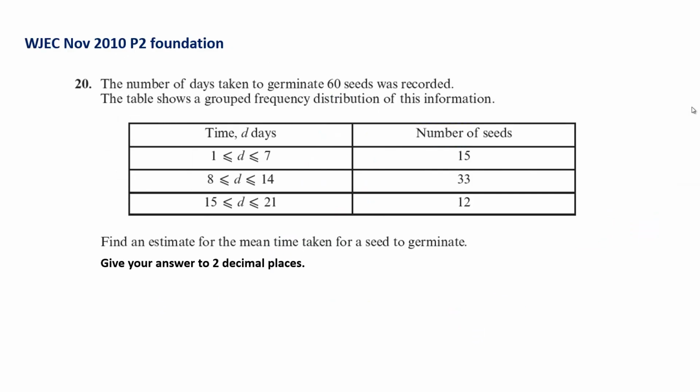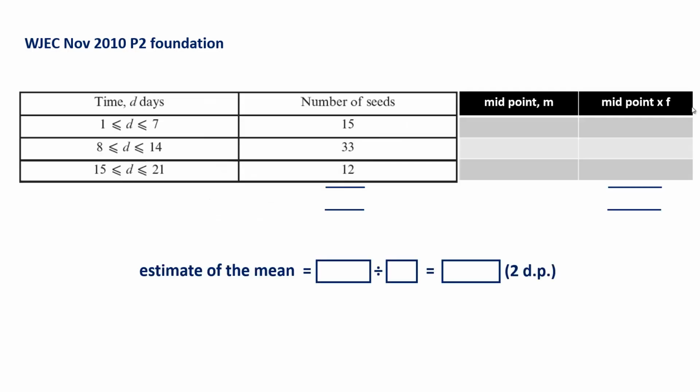So let's have a look at the second one, another WJEC past paper question. And we've got our group frequency table, not a particularly big table, and there's our frequency, number of seeds. Find an estimate for the mean time taken for a seed to germinate, and give your answer to 2 decimal places. So there we go, little setup for you there. Press pause, work it out, press play for the answer. Okay, how'd you get on?